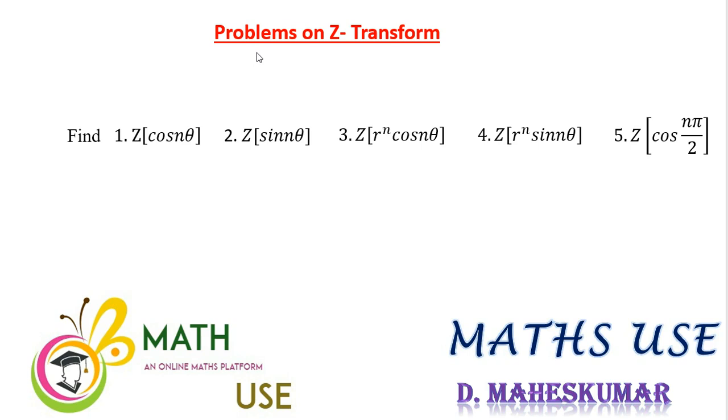In this video, we are going to discuss the problems on Z transform. The following problems are discussed in this video: Z of cos n theta, Z of sin n theta, Z of r power n into cos n theta, Z of r power n into sin n theta, then Z of cos n pi by 2. So these are the problems we are going to discuss in this video. Let us see them one by one.